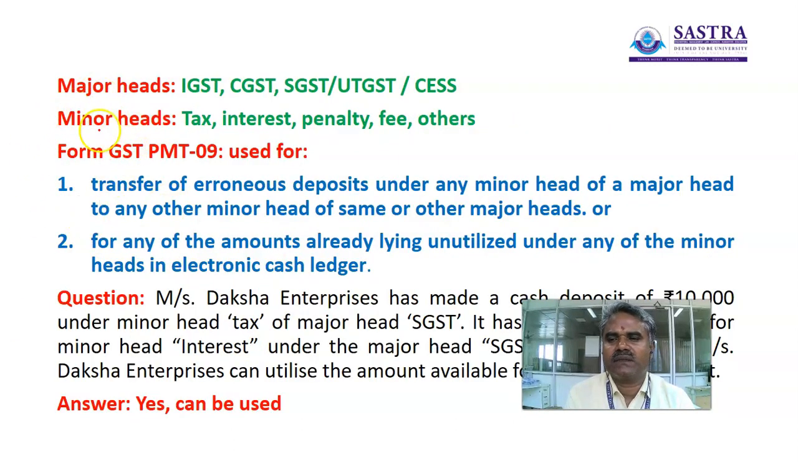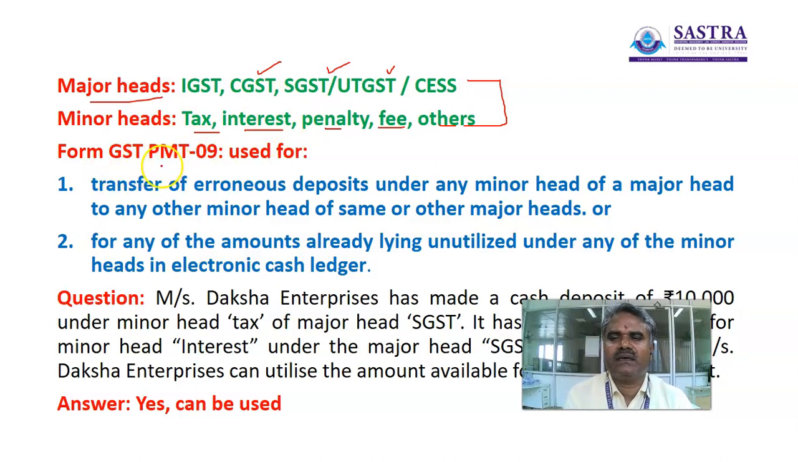Major heads, I told you that major heads are IGST, CGST, SGST, or UTGST, or CESS. Sometimes we can pay CESS also. It is called compensation CESS. The minor heads are tax, interest, penalty, and others. So we have to treat all the payments separately: one is for major heads payment and one for minor heads payment.